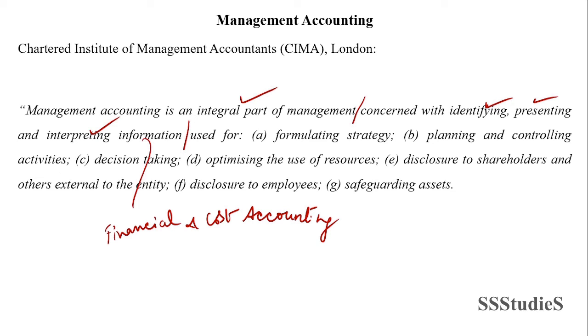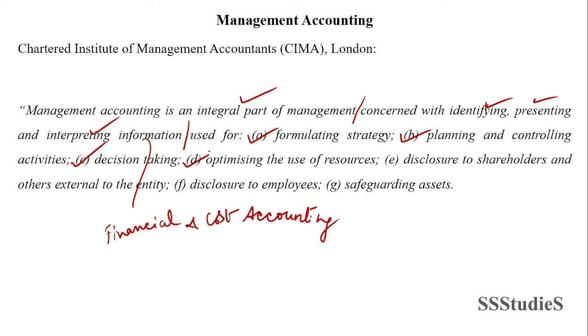And what is the use of identifying, presenting, and interpreting the information? So as to help the management in formulating strategy, planning and controlling. Formulating strategy means it is forward looking, and then planning and controlling the activities. So it looks into the past data and helps in planning for the future. And in case there are any deviations, management accounting also helps in controlling the activities. We already discussed decision taking. The management accounting data will be used for decision making as well.